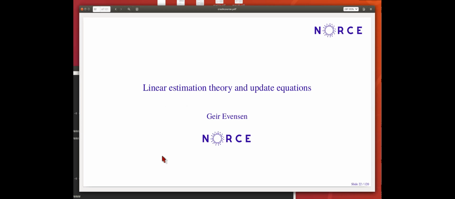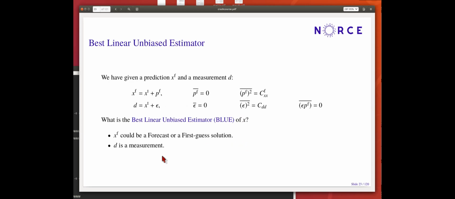Okay, so now I will continue with some linear estimation theory and discuss the update equations. So assume that we have a prediction or a first guess. We call it XF. So F can mean forecast, or it can mean first guess. And then in addition, we have a measurement D. And we assume that this first guess is equal to the true value plus some errors. And the measurement is a measurement of the true value, and it also contains some errors. And again, we assume zero mean of the errors, and also that we know the variance of these errors, and there are no cross correlations.